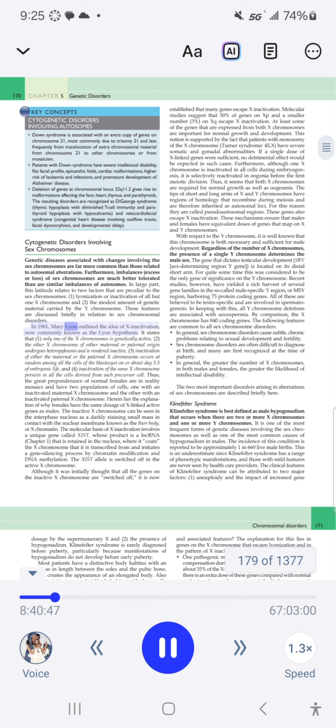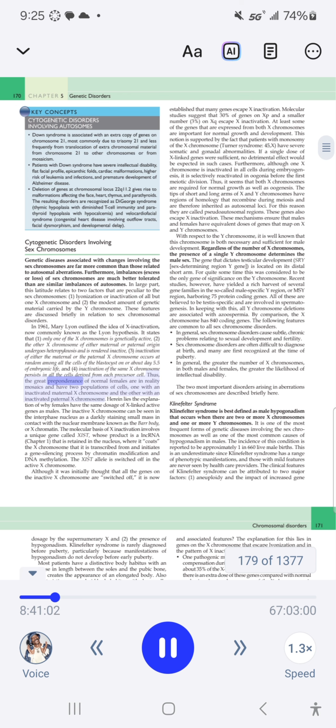In 1961, Mary Lyon outlined the idea of X inactivation, now commonly known as the Lyon hypothesis. It states that 1, only one of the X chromosomes is genetically active. 2, the other X chromosome of either maternal or paternal origin undergoes heteropyknosis and is rendered inactive. 3, inactivation of either the maternal or the paternal X chromosome occurs at random among all the cells of the blastocyst on or about day 5.5 of embryonic life. And 4, inactivation of the same X chromosome persists in all the cells derived from each precursor cell.